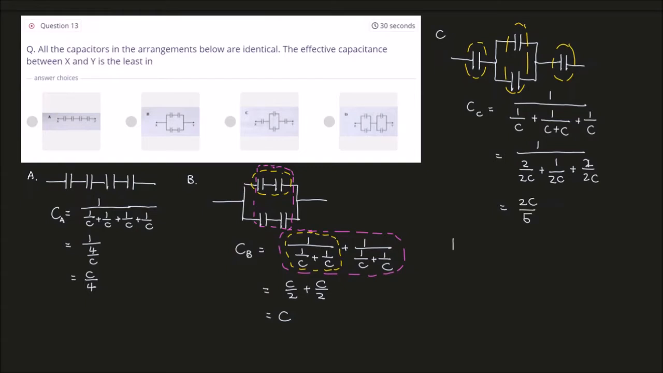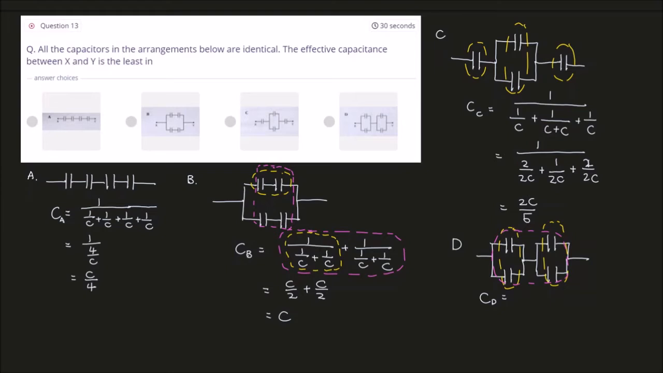The last option, D, is something like this. I think I'll just skip the description and draw it out. Something like this. In order to find the capacitance for option D, we add these two series combinations up first. I believe it's the same for this part. Only later do we combine these two things in series.